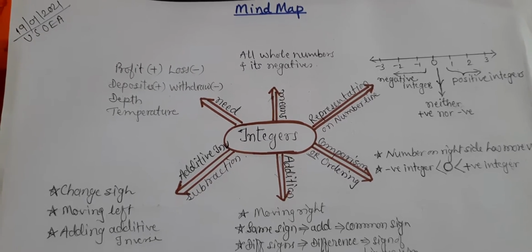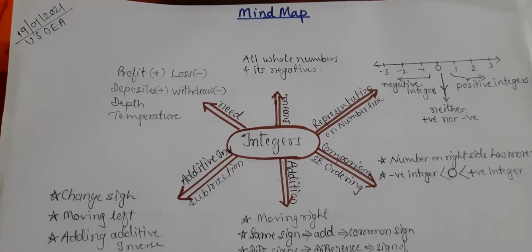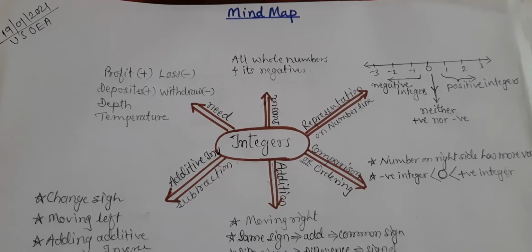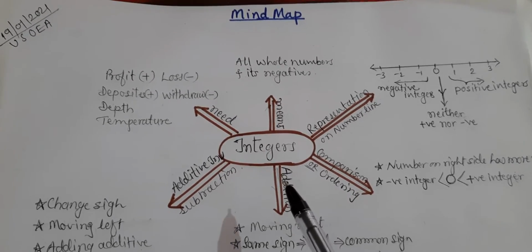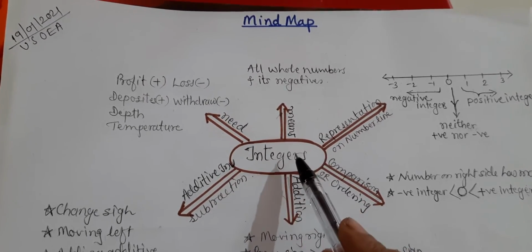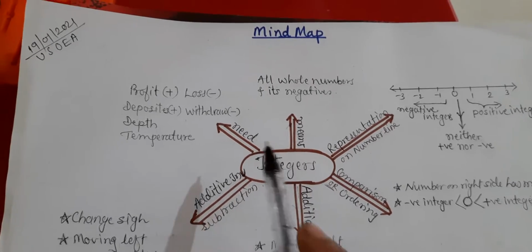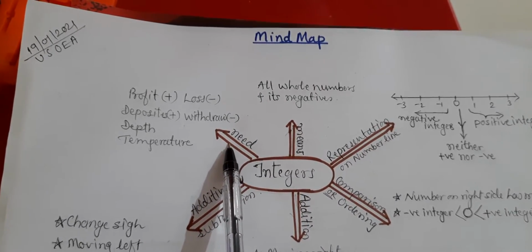Today we are going to revise the sixth chapter, that is integers. In short, we are going to see it. So for that I have drawn a mind map. Now first we will see what is the need of integers.